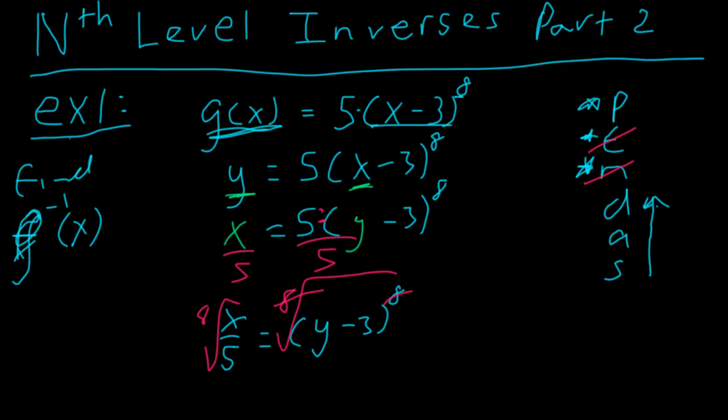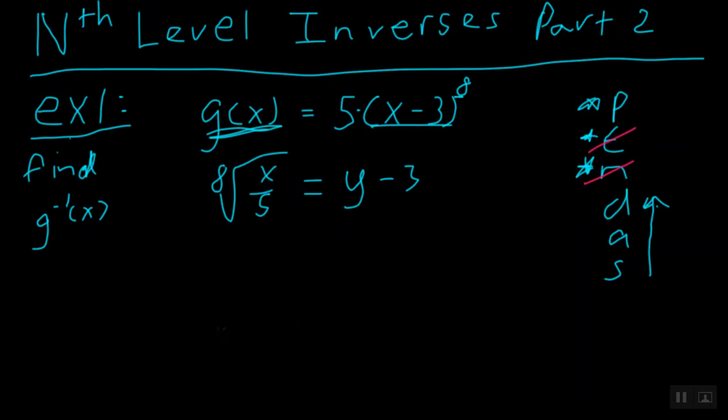And let's take a look at what we have. We now currently have, just kind of writing this to the side, the 8th root of x over 5 is equal to y minus 3. Now here, I'm going to pause the video. I'm going to clean this up just a little bit, so you could pause it to finish taking your notes.